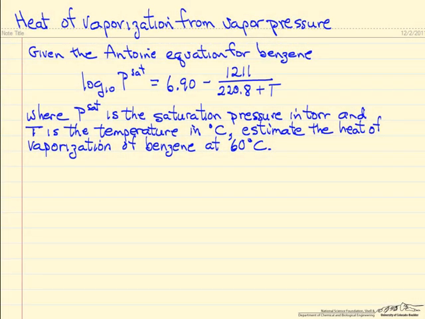In this problem, we're given the Antoine equation for benzene, where it's a log of the saturation pressure as a function of temperature, where temperature is in degrees Celsius and pressure is in torr. And we want to estimate, from this information, what is the heat of vaporization of benzene at 60 degrees C.